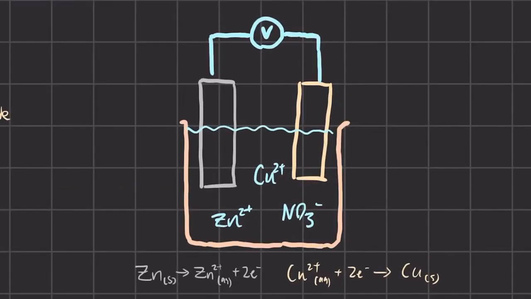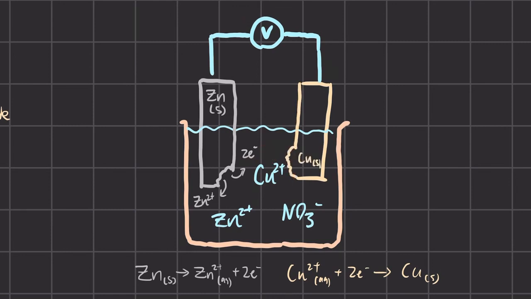Well, in terms of the half equations, it's exactly the same. So zinc is still oxidizing and giving up 2 electrons, and copper 2+ is still accepting those 2 electrons and reducing. So the first point is the same between these 2 different versions of galvanic cells. However, the second point is a bit different. In the first case, we have electrons traveling from zinc to copper along the wire, but this time, they don't all move along the wire. Instead, electrons are going to be directly transferred from zinc to copper.